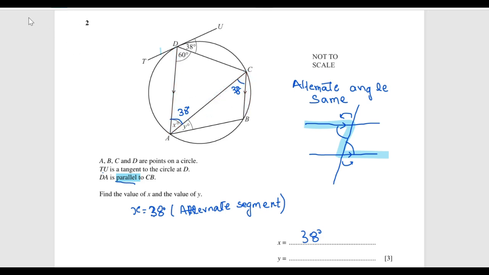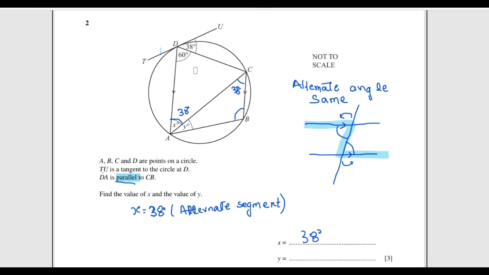But still we are not close to y. We can't get y, we need some other angle as well. For example, if we are able to get this angle, then there would be a triangle, and angles of a triangle add up to 180, so we will subtract these two angles from 180 and we'll get y. So how can I get this angle now?